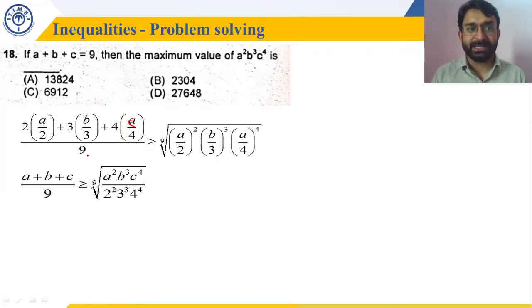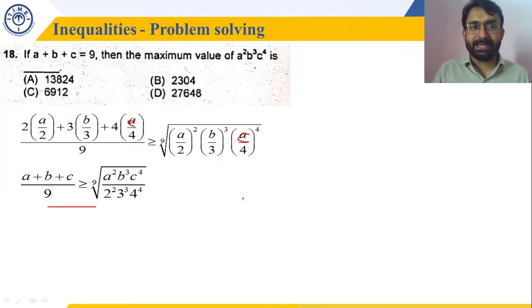A plus b plus c is 9. And the product is a square b cube c power 4, divided by 2 squared, 3 cubed and 4 raised to power 4. This expression is absolutely clear. It is only the simplification of this expression, the next term in fact.